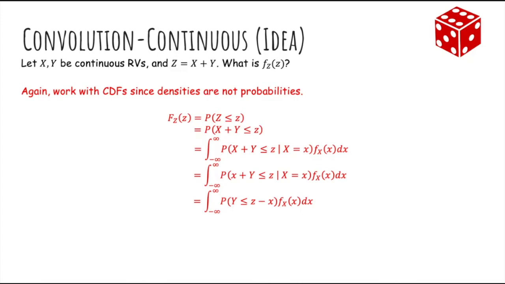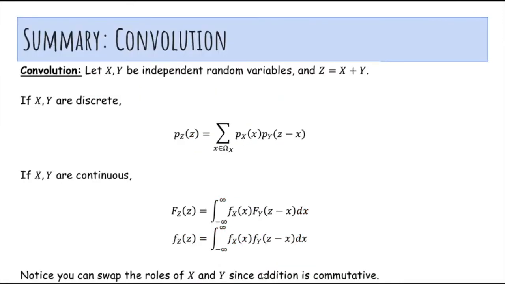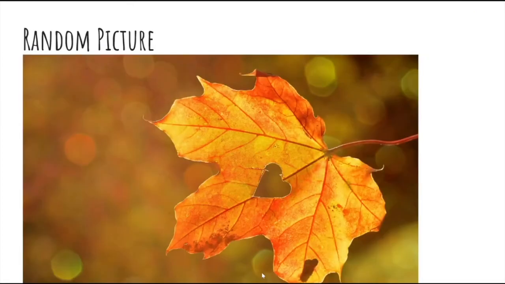We can drop the condition on X because Y does not depend on X. By definition of CDF, this is just the CDF of Y at little z minus little x. So there, that's the CDF of Z. To get the PDF of Z, just take the derivative. The only thing that changes is that the CDF of Y becomes the PDF of Y here. That's it. So that's a summary of what we talked about.